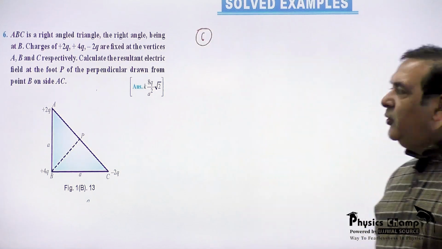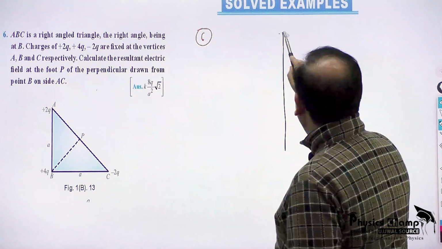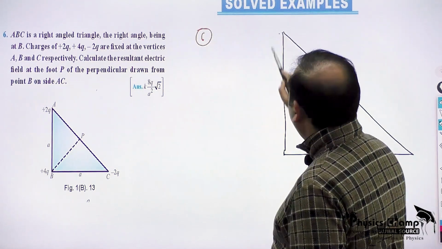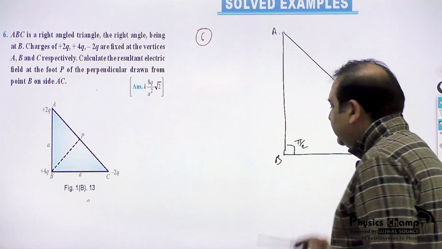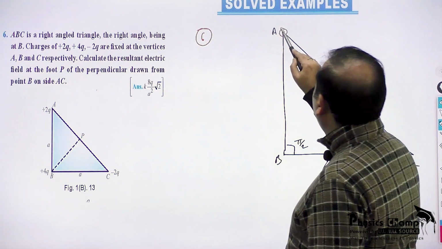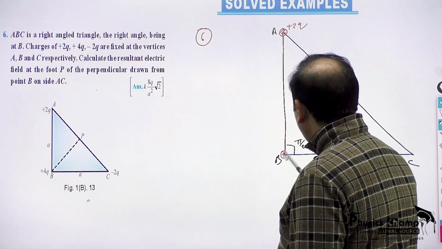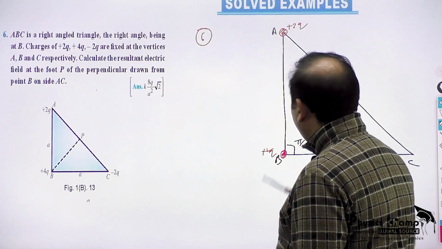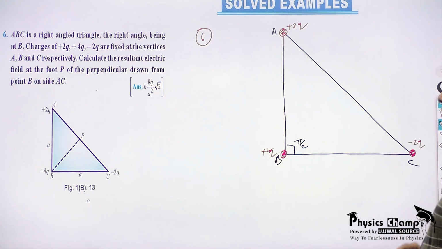Question number 6 is, you have ABC, a right angled triangle, with right angle at B. There are charges plus 2q, plus 4q and minus 2q at these vertices. Calculate the resultant electric field at P.